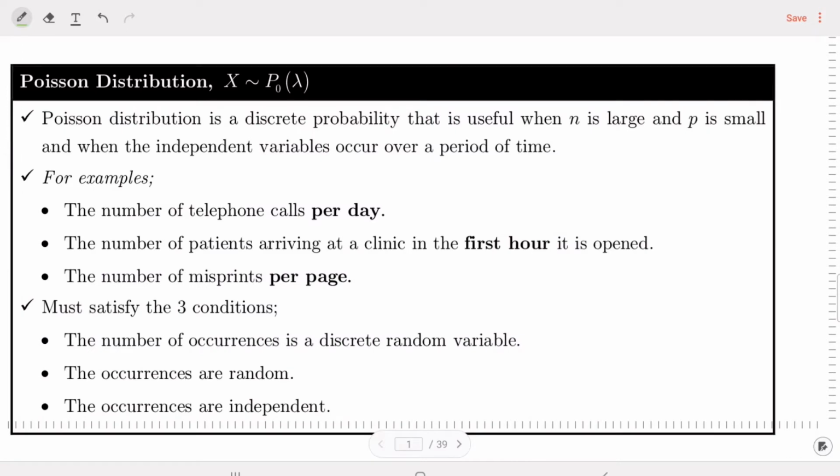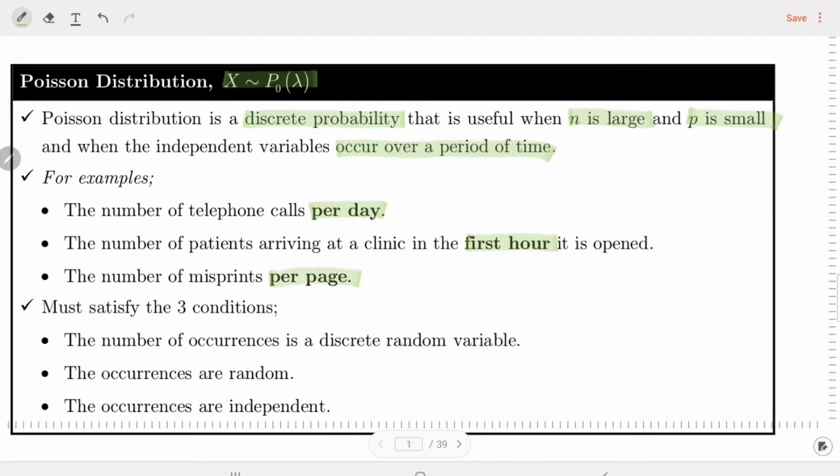Poisson distribution is denoted by X ~ Poisson(λ). Poisson distribution is a discrete probability distribution that is useful when n is large and p is small and when the independent events occur over a period of time. For examples, the number of telephone calls per day, the number of patients arriving at the clinic in the first hour it is open, the number of misprints per page.